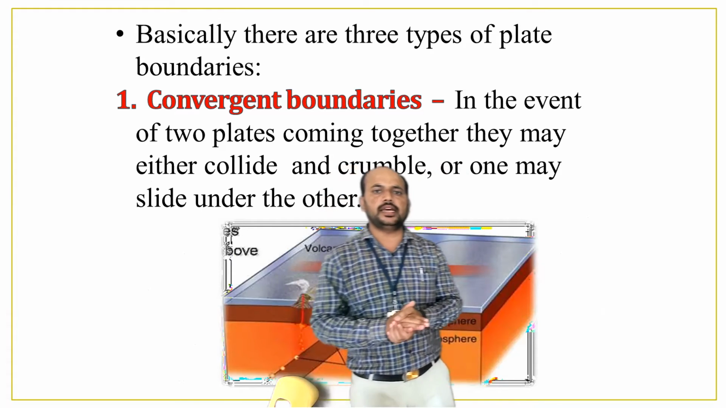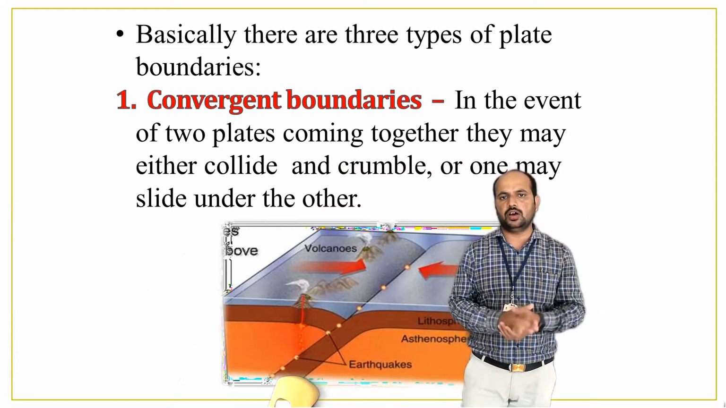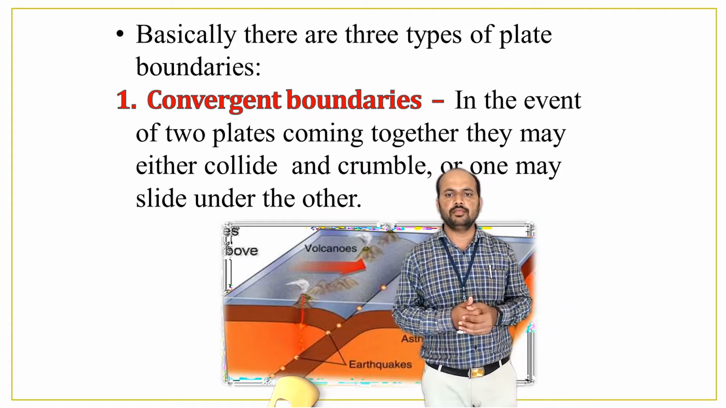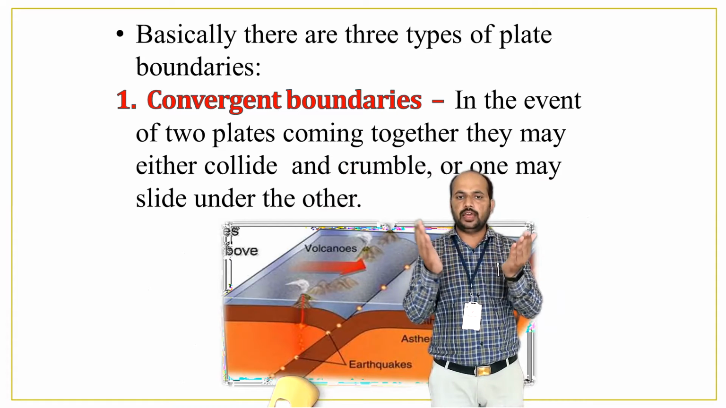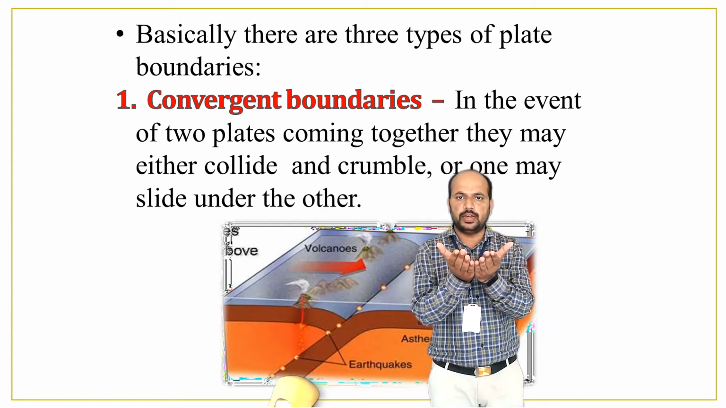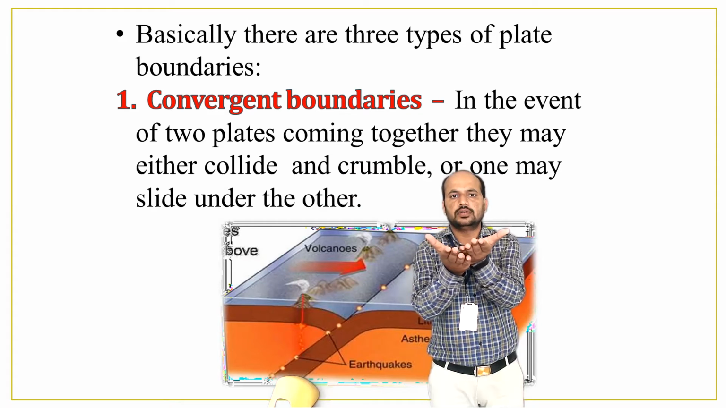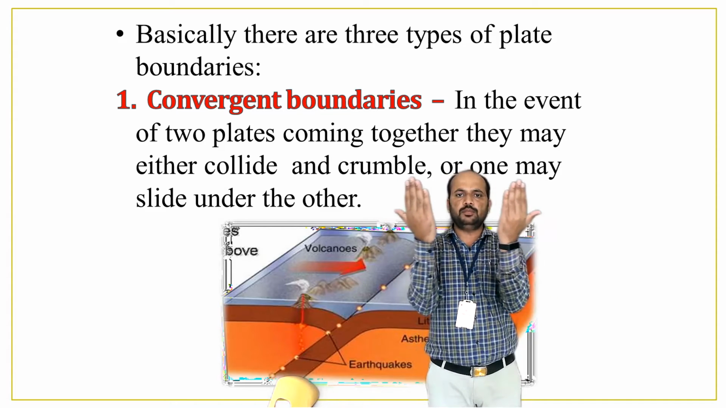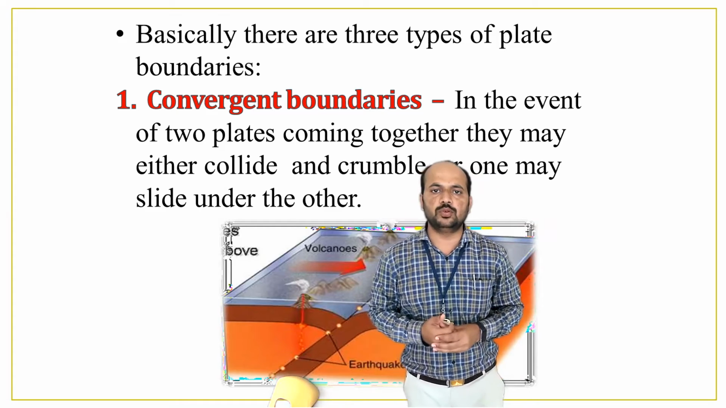The first category of the movement of the plate is called convergent boundaries or the convergent movement. What happens in this convergent movement? In the event of 2 plates coming together, they may either collide and crumble, or one may slide under the other. Such kind of movement happens in the convergent boundary. Means 2 plates, when they come together, such kind of movement is called convergent movement.